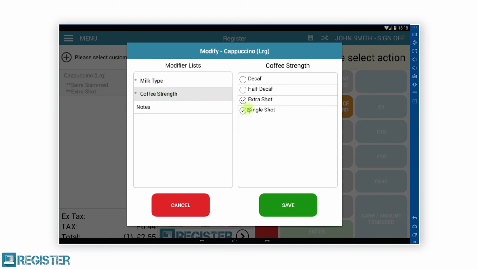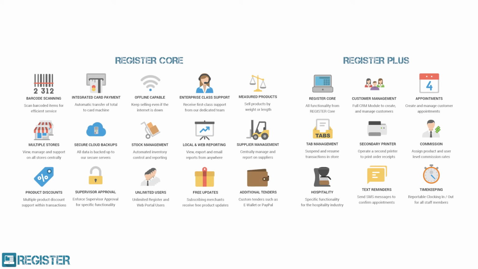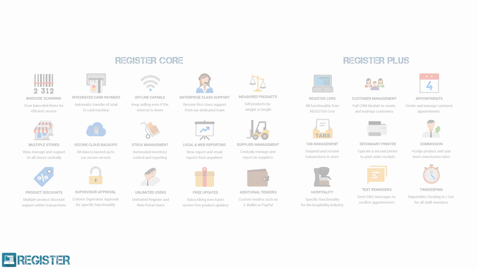Further information on product list modifiers can also be found in your user manual, and if you still have any questions, please get in touch with your solution provider who will be able to offer further assistance.